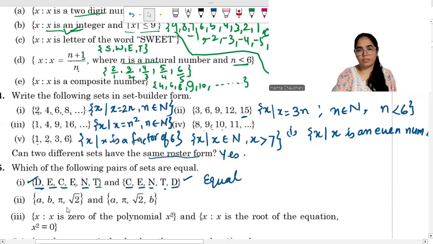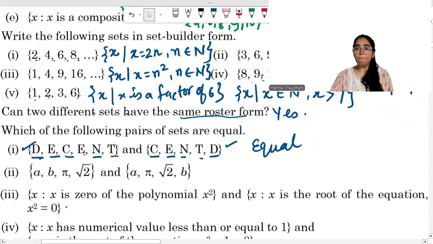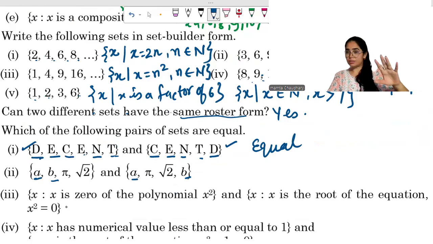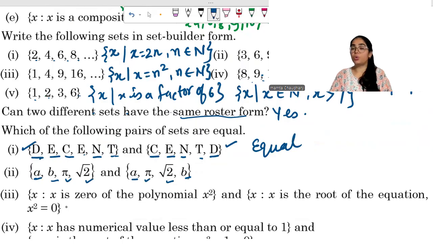Now next, the second. Here A, B, B. Order doesn't matter at all. You just have to see whether all the elements of one set are in the other or not. Pi, root 2 and root 2. All the elements of this set are the same as the other set. So yes, these are equal sets.